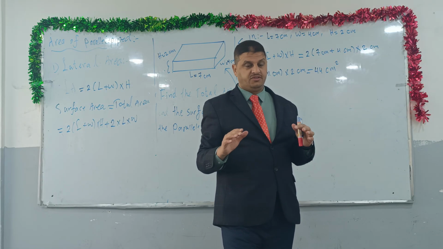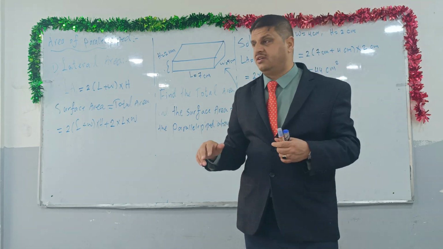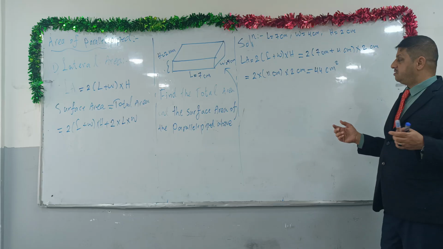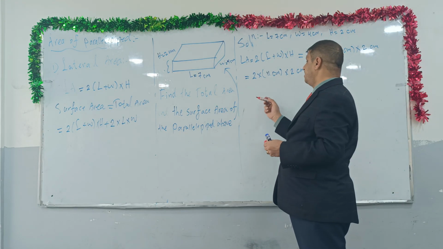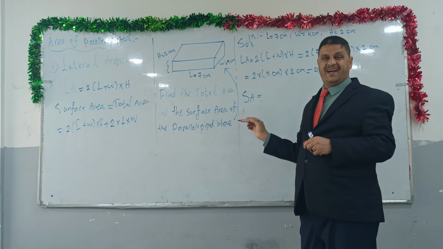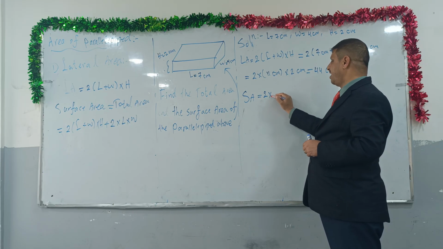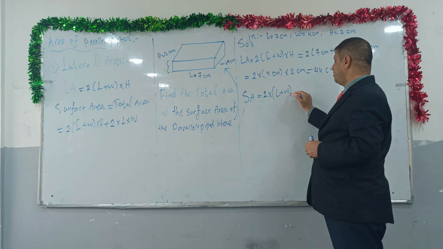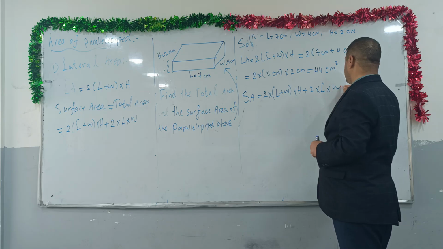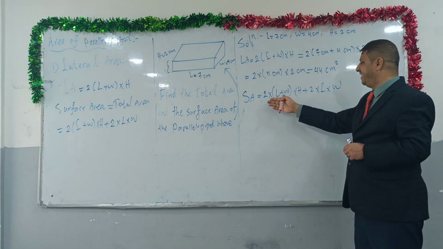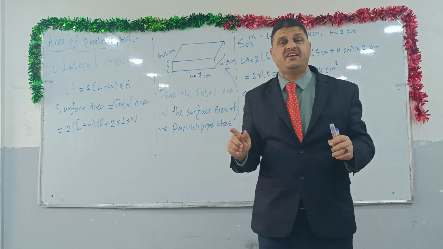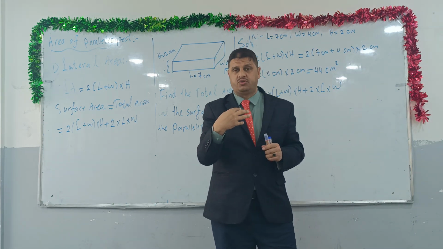Dear students, just focus with me to find all these quantities. Now, he asks me to find the total surface area. I will write down the law: 2 times (L plus W) times H, or 2 times L times W. This quantity represents the lateral area.